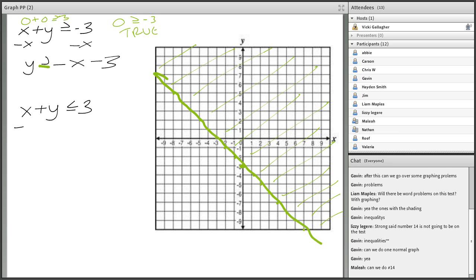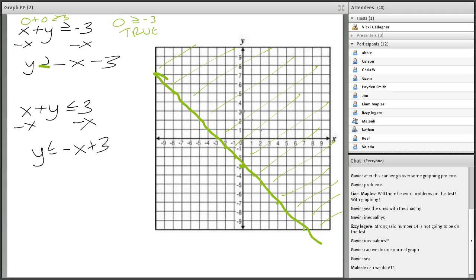Again, I'm just going to really quickly switch this up a little bit. And we'll graph this one in gray. So I'm going to start this one on the +3 on the y-axis, which is up here. This one also has a slope of -1/1.